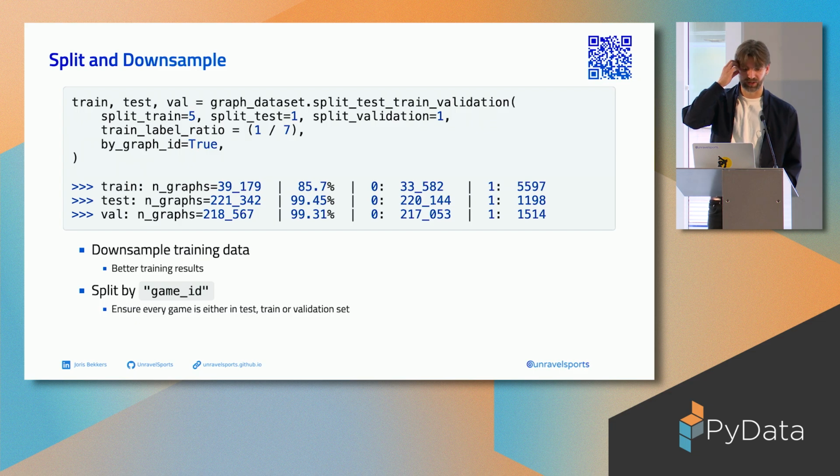Here I specified a ratio, so 5, 1, 1. So we have a big training data set. We downsample the training labels to make training a lot easier. As you can see somewhere in the middle, we downsample it so that we only remain with like 39,000 graphs in our data set, but at least like 14% is leading to a goal. That makes it a lot easier for the model to learn what's going on. And then we said by graph ID. So we split this data set by the game ID that we provided before.